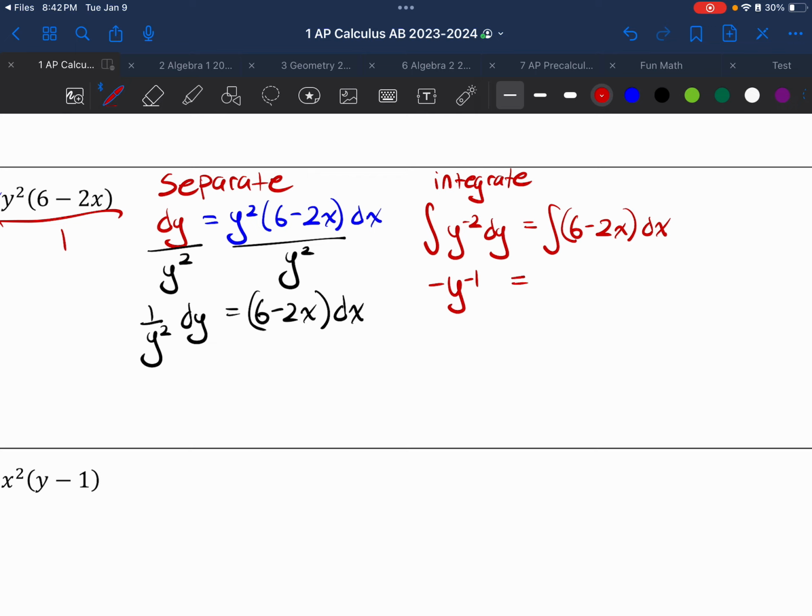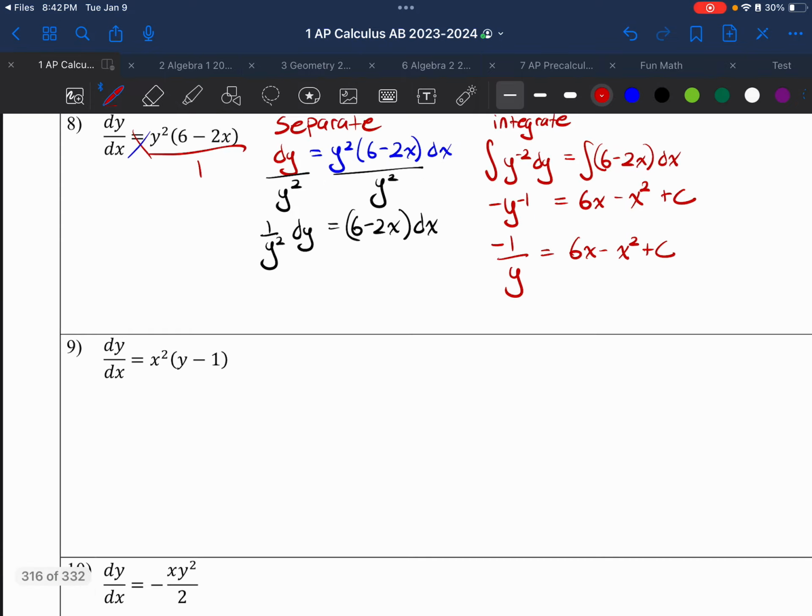And that's going to be equal to 6x minus, okay, be careful here. This is going to be x to the power of 2, and I divide down by 2. Those 2's will cancel, leaving us with the x squared. So minus x squared. And don't forget our plus c. And again, you're done, but I want to make sure that you know how to undo this. This is technically a negative 1 over y equal to 6x minus x squared plus c.